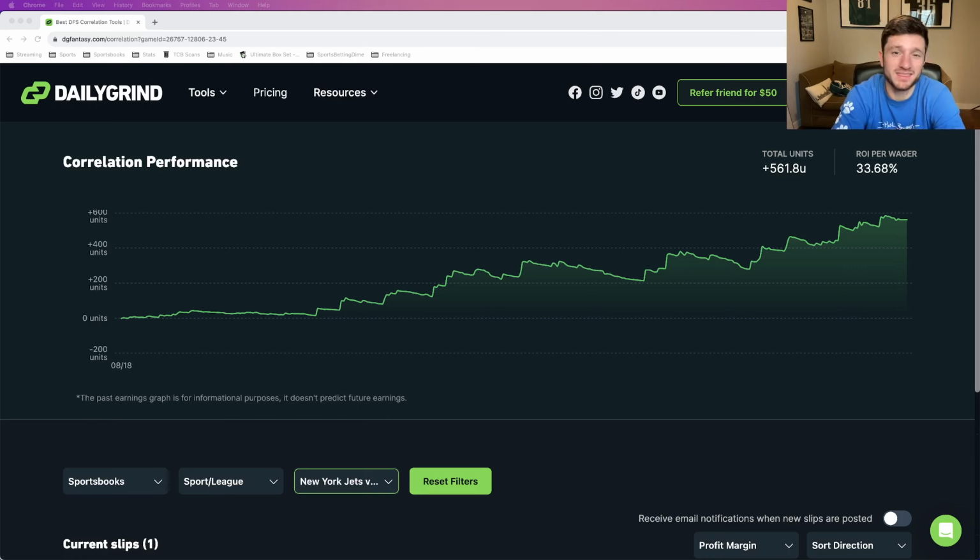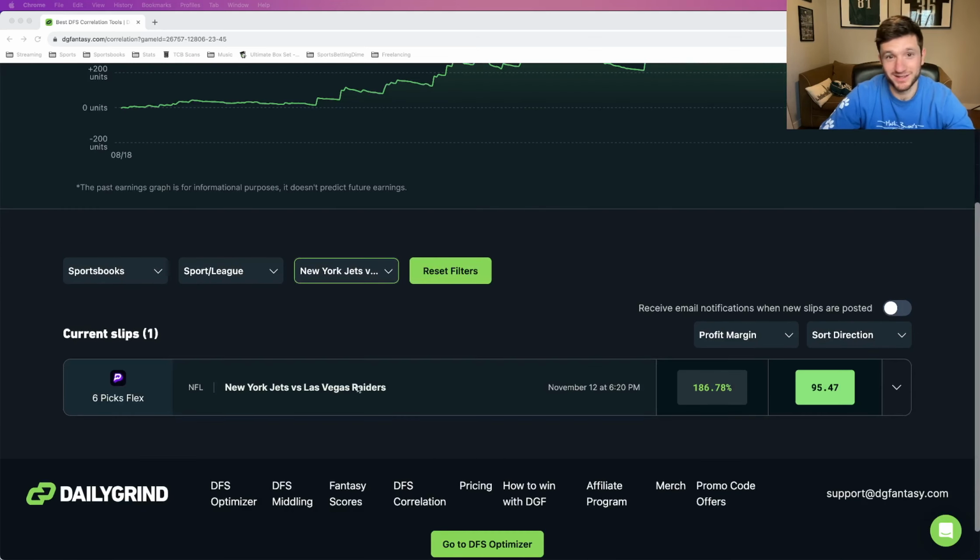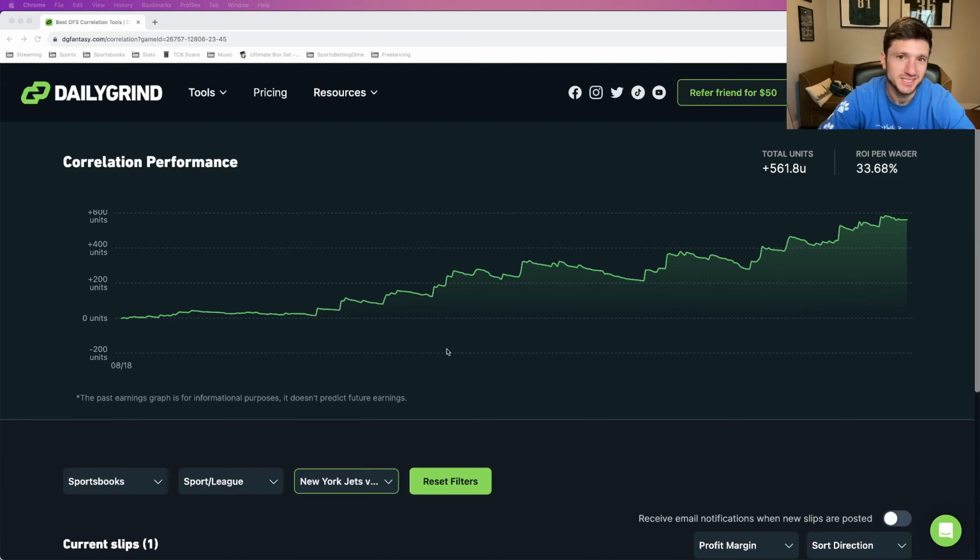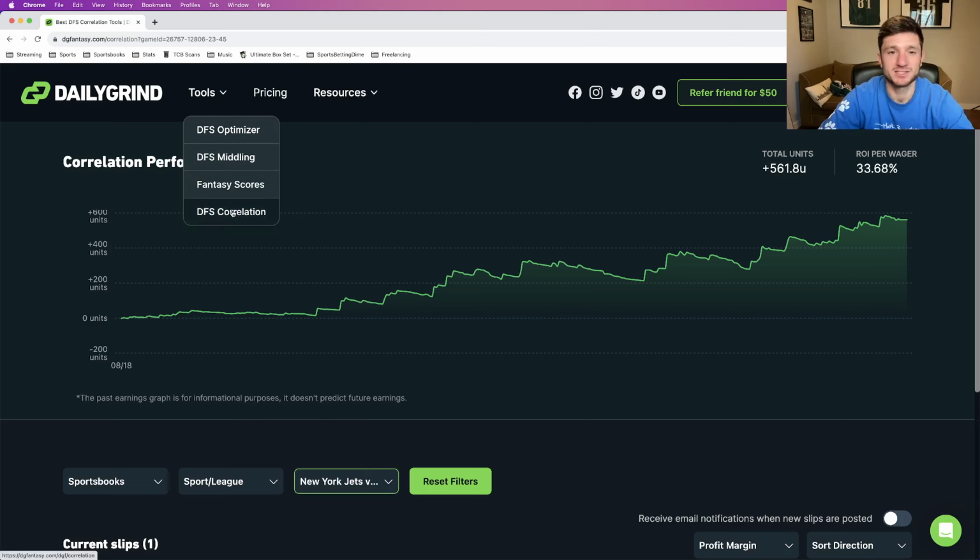The only way I can think of to make it even more exciting is to have some player props on the action. So what I'm going to be doing is giving you a 6-leg entry on PrizePicks for this game. You're asking how I found these 6 legs? Well, I used the Daily Grind Fantasy DFS correlation tool for this slip.